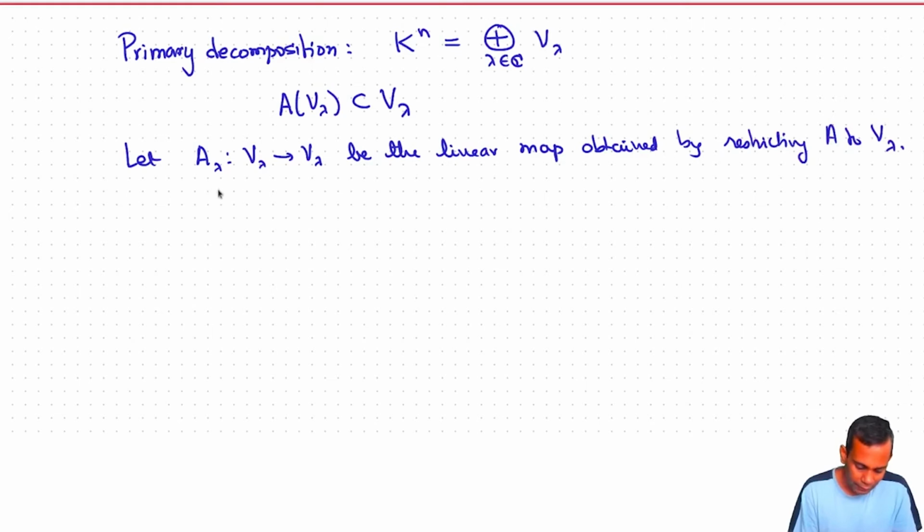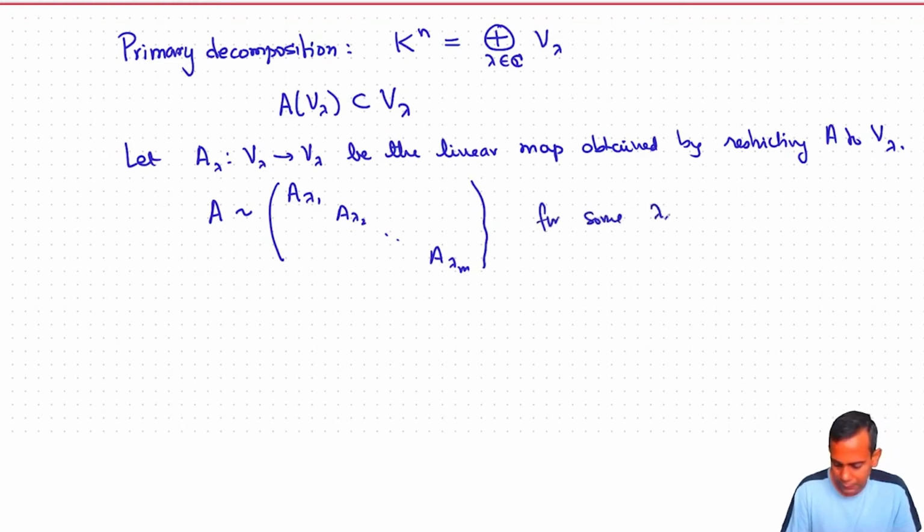Okay, and then what we have is that A can be written as similar to, choosing any basis of V_lambda, A_lambda1, A_lambda2, up to A_lambdaM, for some lambda 1 up to lambda M. So these are the lambdas for which V_lambda is non-zero. And now what we need to do is to try to understand each of these parts, A_lambdaI, and try to give a canonical form for that.